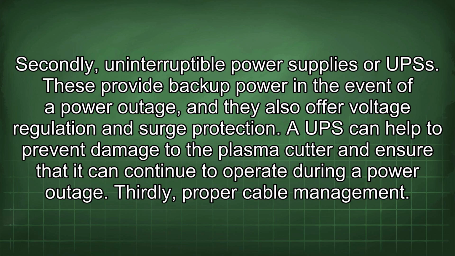Secondly, uninterruptible power supplies, or UPS. These provide backup power in the event of a power outage, and they also offer voltage regulation and surge protection. A UPS can help to prevent damage to the plasma cutter and ensure that it can continue to operate during a power outage. Thirdly, proper cable management.